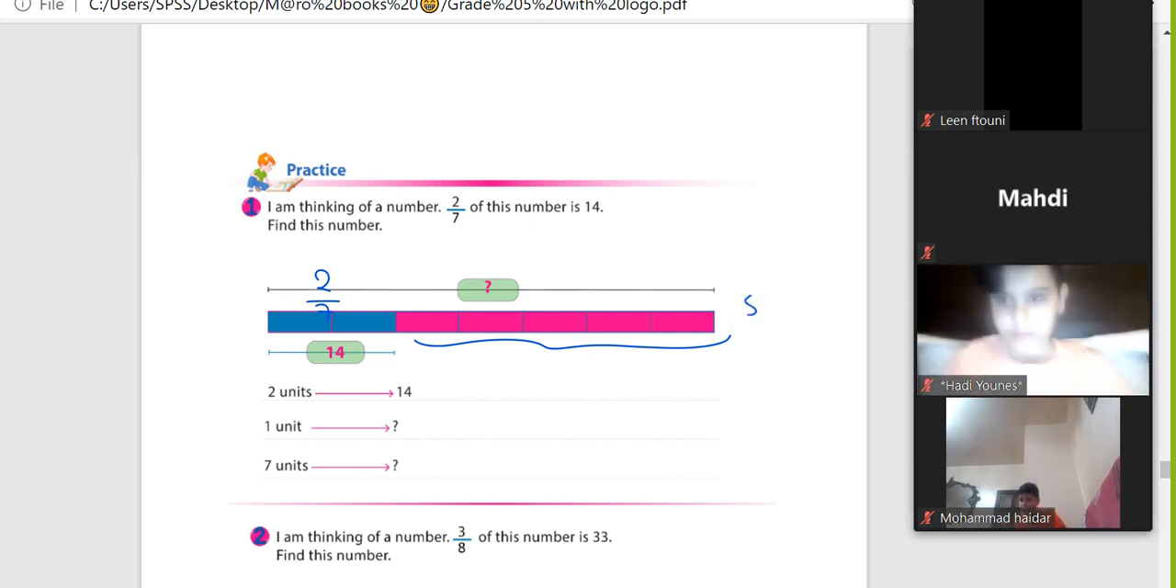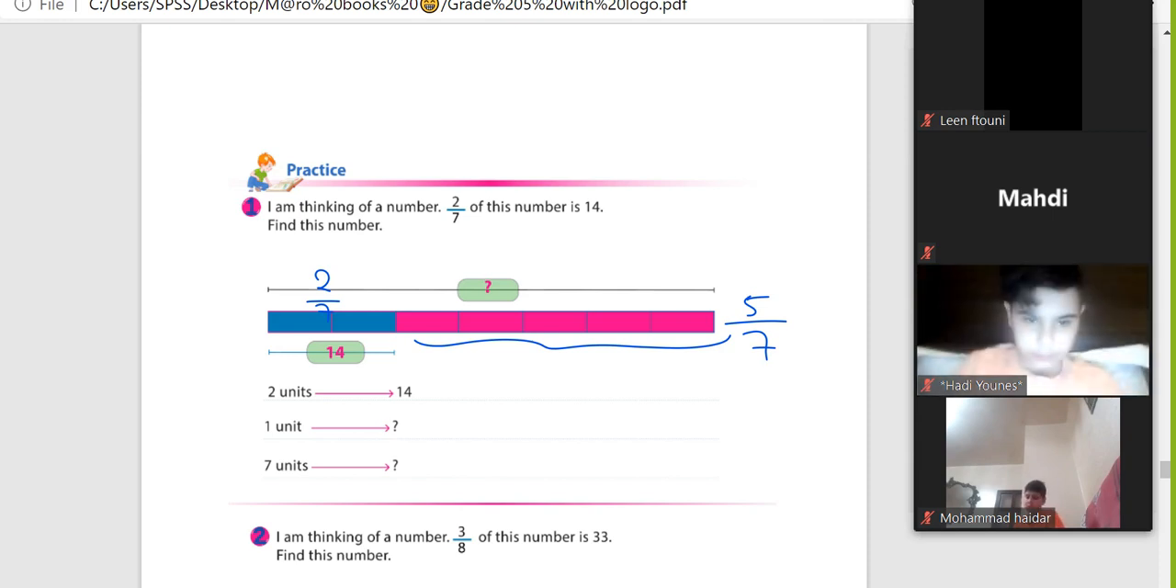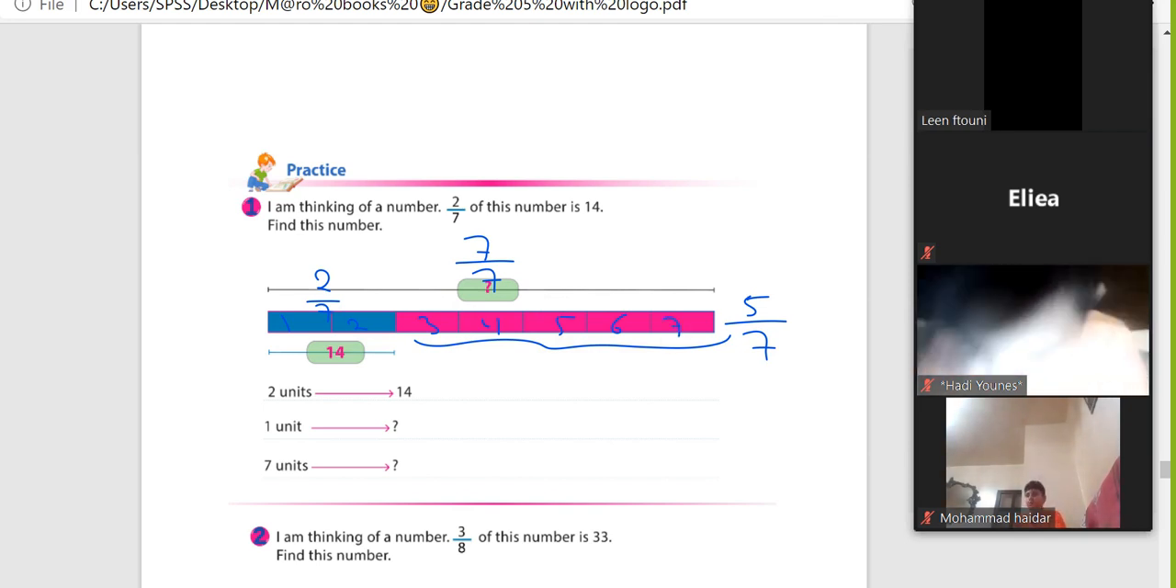Five. Five over what? Over seven. Tab all the fraction is what? Seven. Yani here seven over seven. Just I will count them. 1, 2, 3, 4, 5, 6, 7. That's it. Is it clear from here? Yes. They are telling me that the 2 units is 14. Two chocolate, 14, the one? Seven.